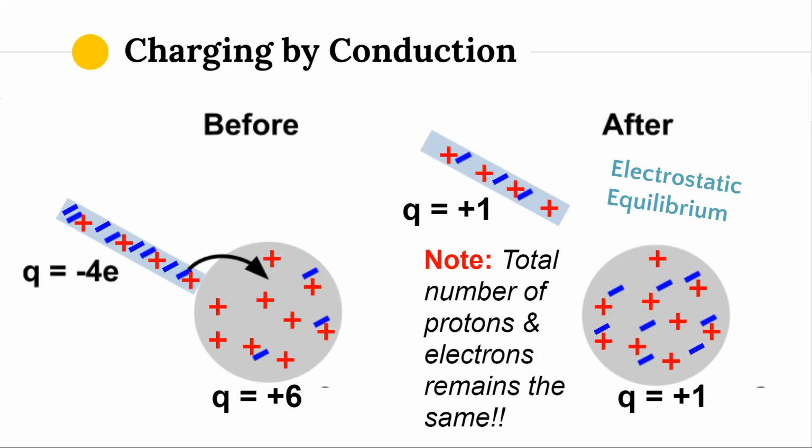At the end of charging by conduction, the objects will have the same charge as each other. The total number of protons and electrons remains the same. I still have the same total number of each. It's just that they have moved, at least the electrons have, from one object to the other. Questions about charging by conduction?